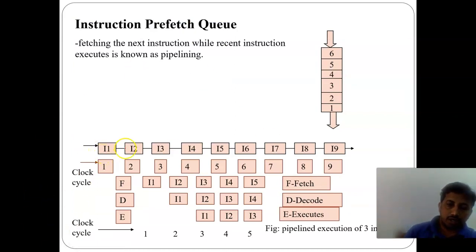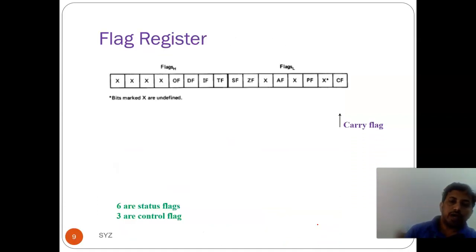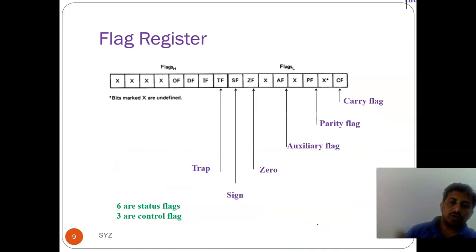So the same thing over here. Instruction number 1 is getting executed, then instruction number 2, 3, 4. How the parallel process happens: fetch, decode, and execute are carried out, shown over here. And at the last, this is the flag register of 8086.